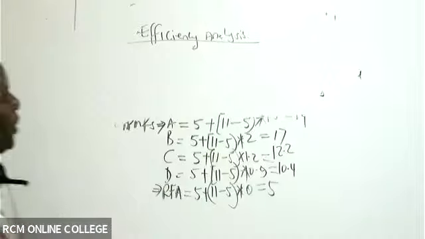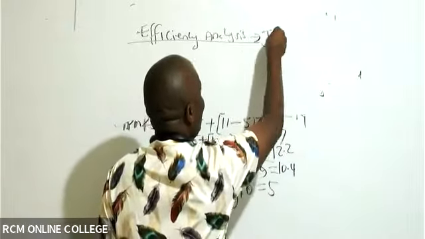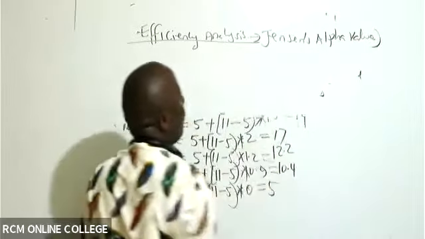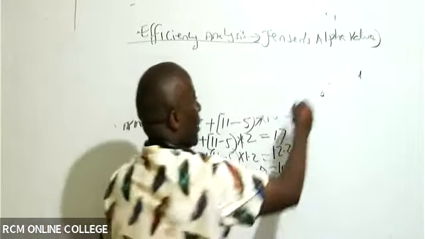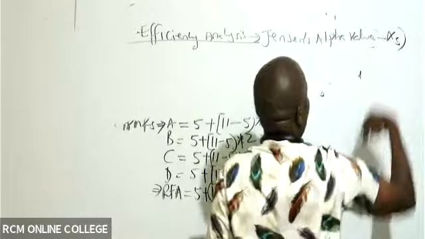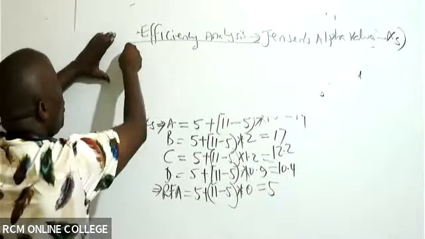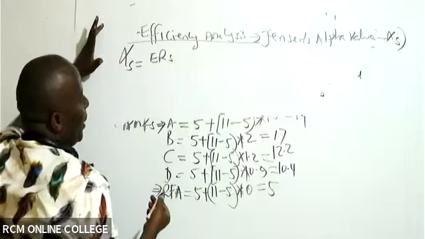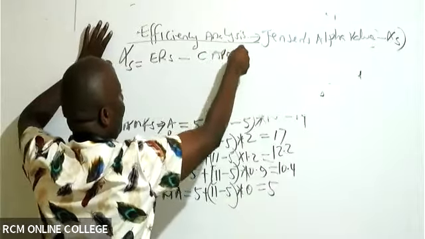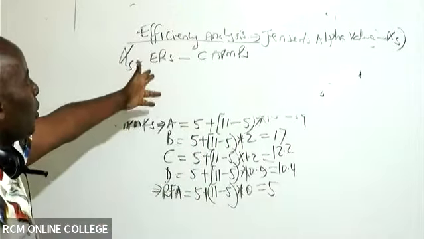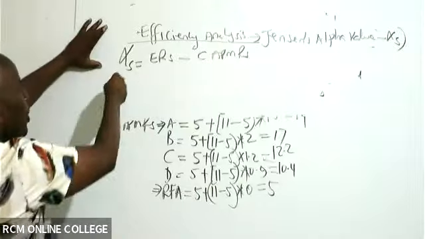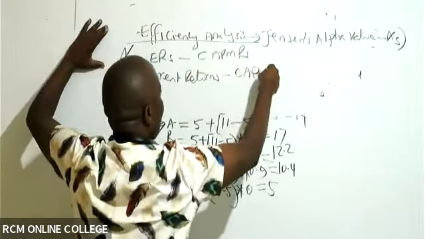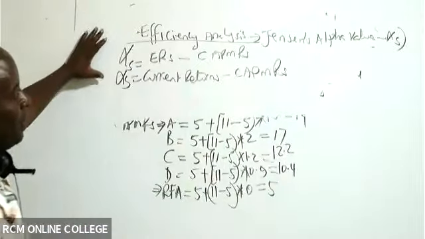With this efficiency analysis, we normally use the Jensen's alpha value. And to get this Jensen's alpha value, we normally take expected or actual returns minus CAPM returns. Actually, like in this question, they gave us current returns. So you can use here current returns minus CAPM returns.